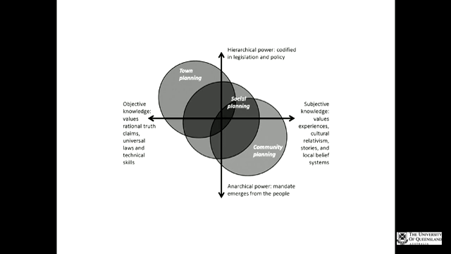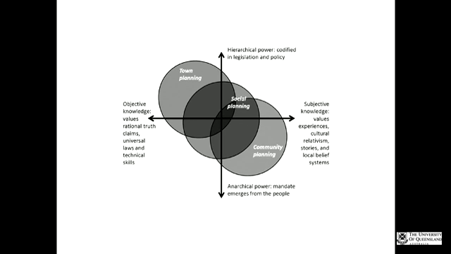Town planning, as you may see from this graphic, is a little bit more hierarchical and objective, and it overlaps a bit more with social planning. So social planning is kind of in the middle between town planning and community. And the main difference between social planning and community planning is that community planning is a little bit more inclusive in terms of community participation and in the whole planning process.